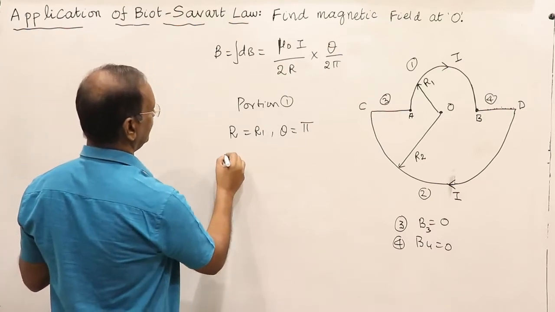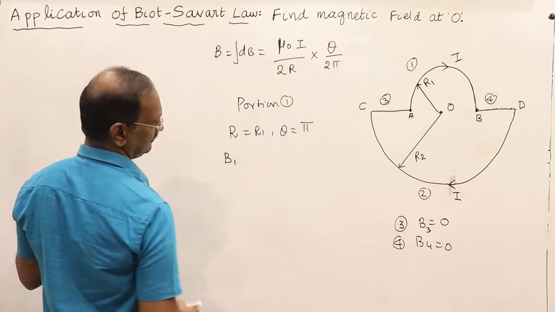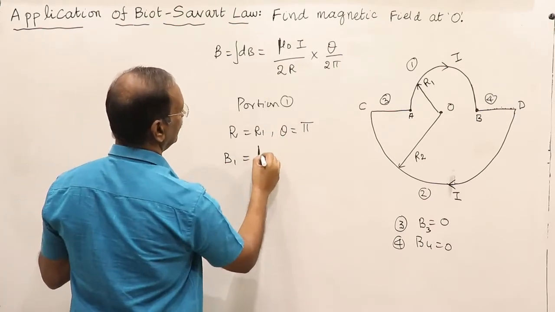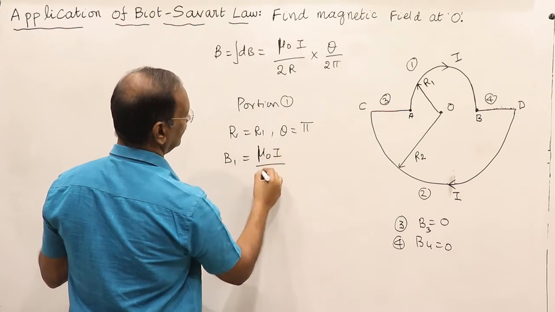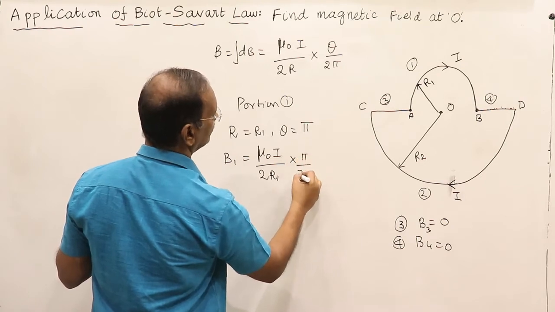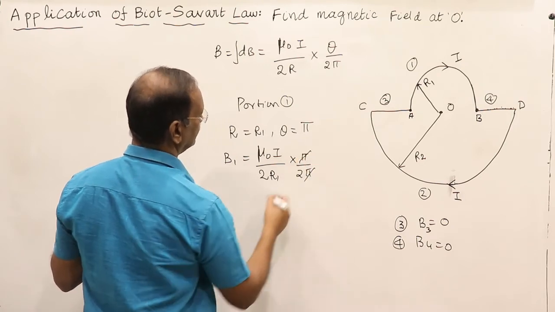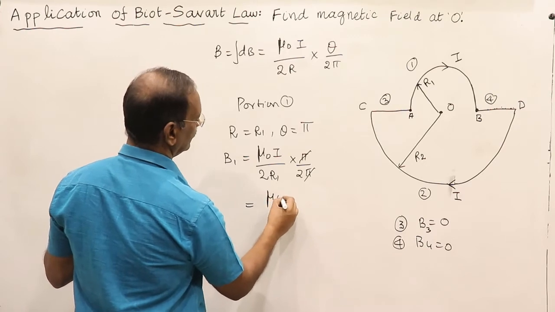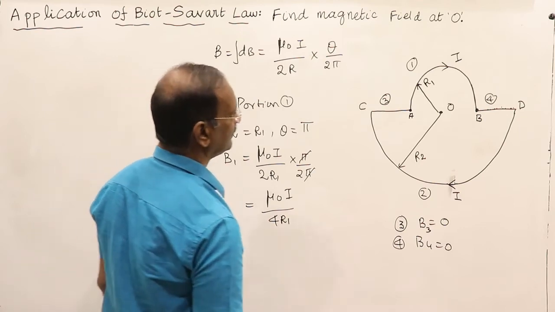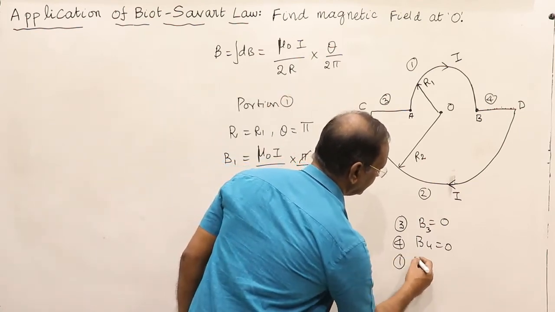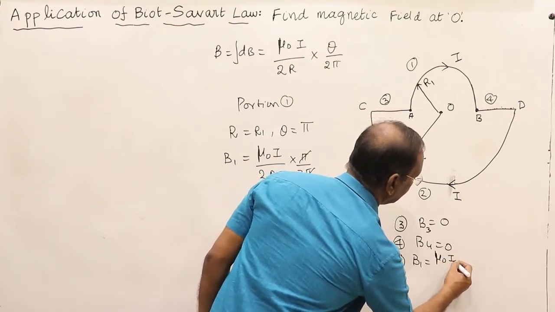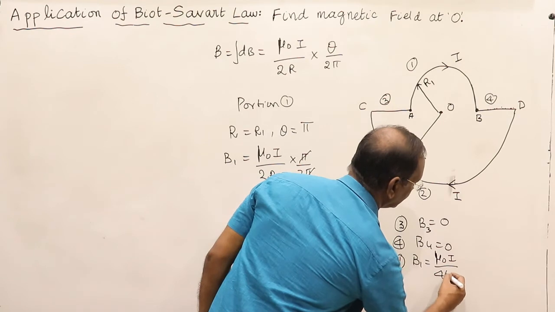Pi, it means we can say B1. We have to write B1. What is B1 equal to? Substituting mu naught I divided by 2 into R1 into theta, theta is pi. This is equal to 2 pi, cancelling this, it is equal to mu naught I divided by 4 R1. It means for portion 1, B1 is equal to mu naught I divided by 4 R1.